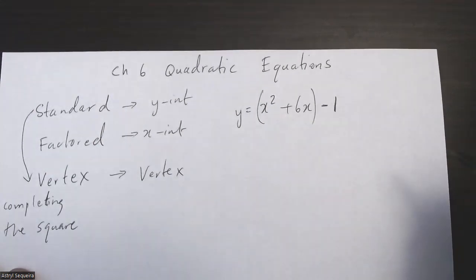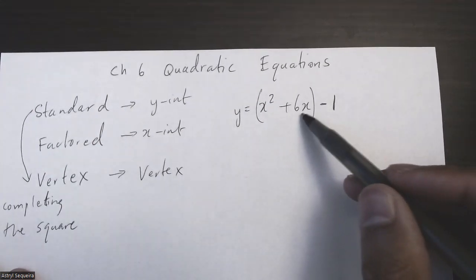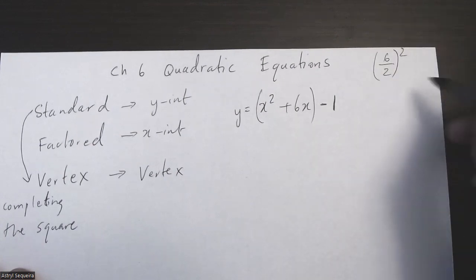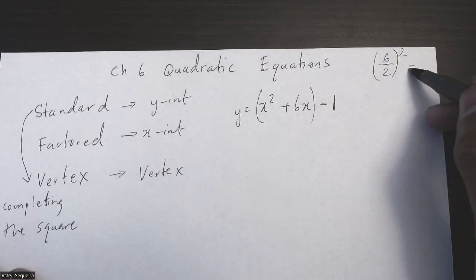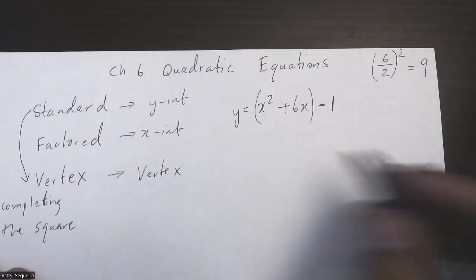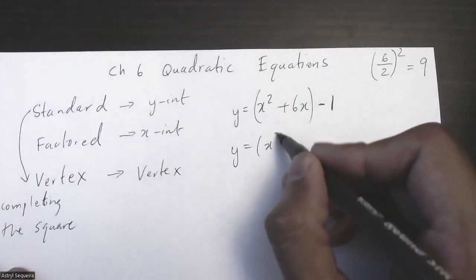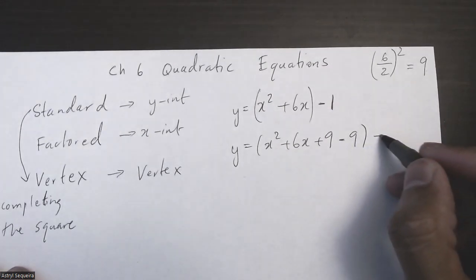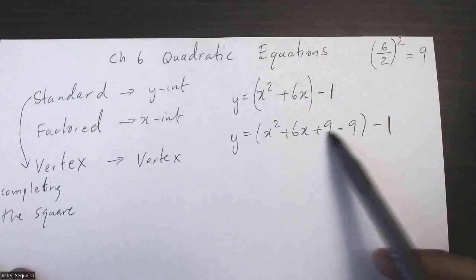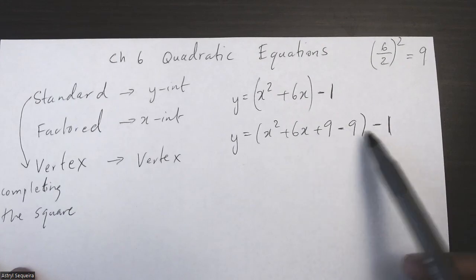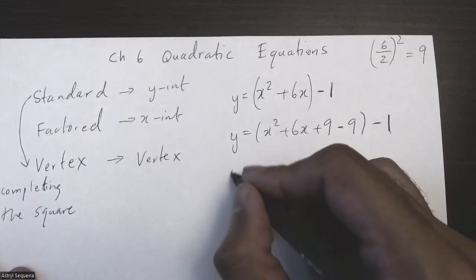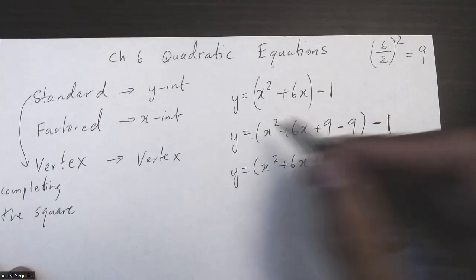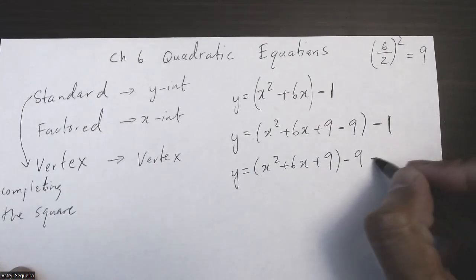The next thing you want to do is find something called your magic number. And you take this number here before the x, you always divide it by 2 and you square it. So 6 divided by 2 is 3, and 3 squared is 9. So this is my magic number 9. I want to add and subtract the magic number inside the bracket. So technically the equation has not changed at all. So I just add and subtract it over here. And then you want to bring the negative number outside and multiply it by whatever's in front. Since there's just a positive 1 in front here, it's just going to stay the same.